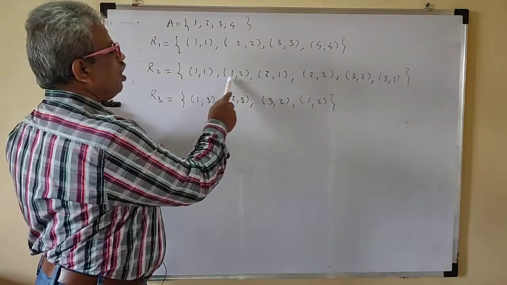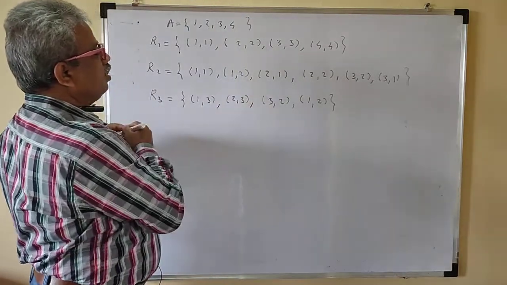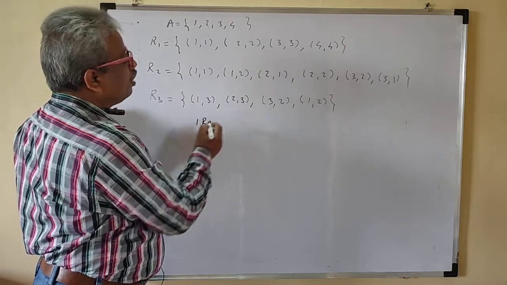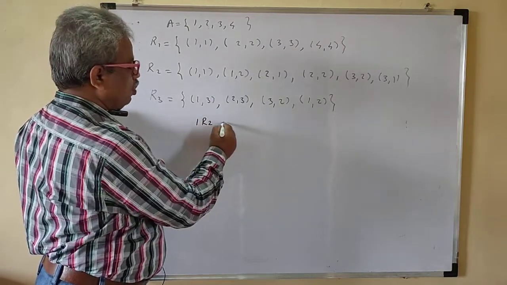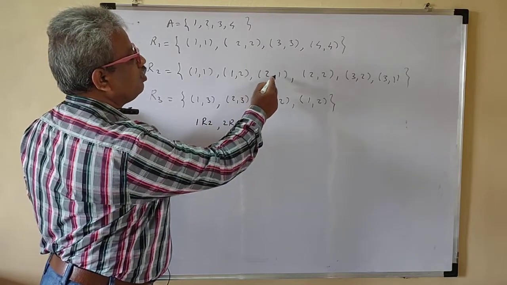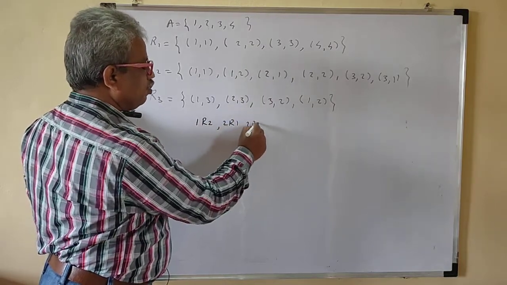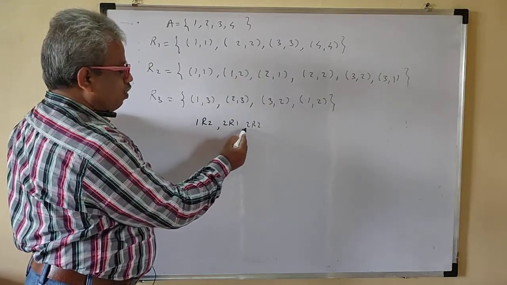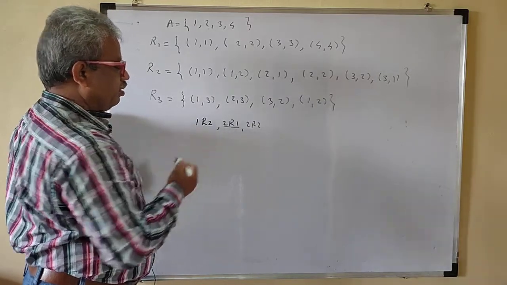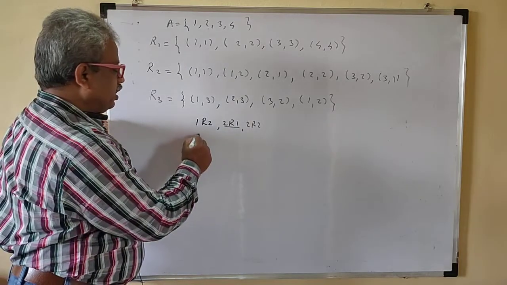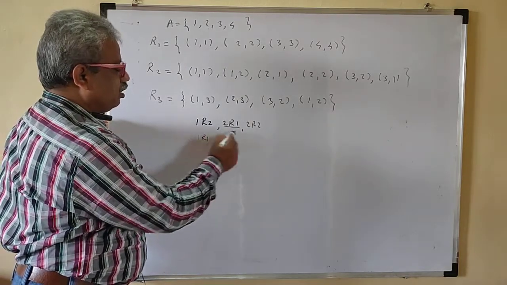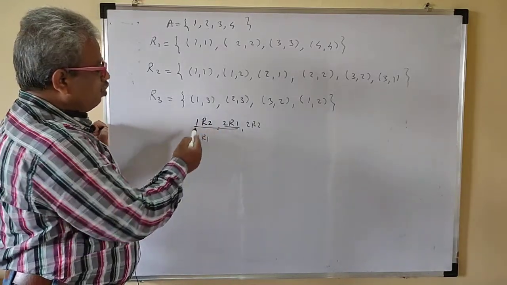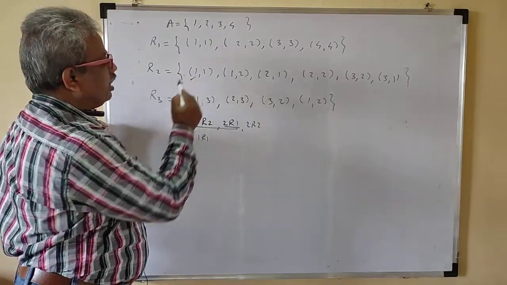Now see here. 1 is related to 2. Okay. So check whether 2 is related to 1 or not. So 2 is related to what? 2 is related to 1 is there, 2 is related to 2 is there. Okay. So now 1 is related to 2 and 2 is related to 1. Right. Now check whether 1 is related to 1 or not. 1 is related to 2 related to 1. Now 1 related to 1 is there. Yes, 1 is related to 1 is there.